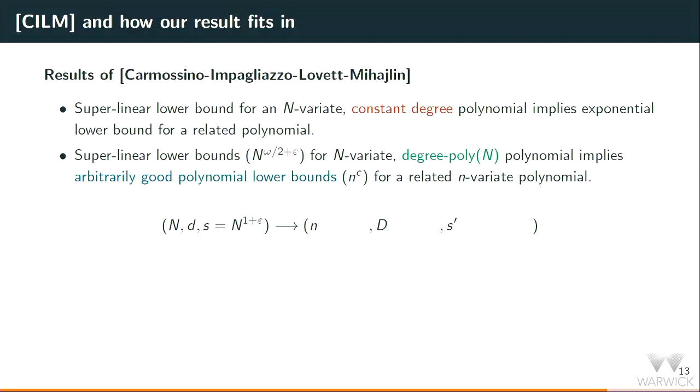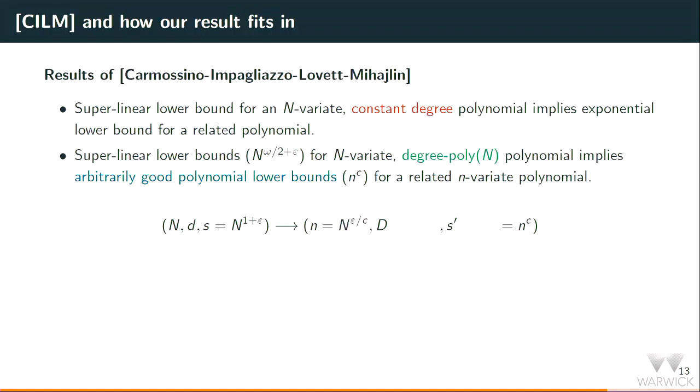Okay, so what they do is they start with a capital N variate small d degree polynomial and assume that, so here I am just assuming omega is 2 and keeping it as n to the 1 plus epsilon. Okay, so they say that if you can give such a lower bound for a capital N variate small d degree polynomial, then they will give you n to the arbitrarily good. So think of c as a large constant and epsilon as a small constant. Okay, by changing the number of variables, as you can imagine, the number of variables will reduce and the degree will increase. Okay, that's how CILM's proof works.